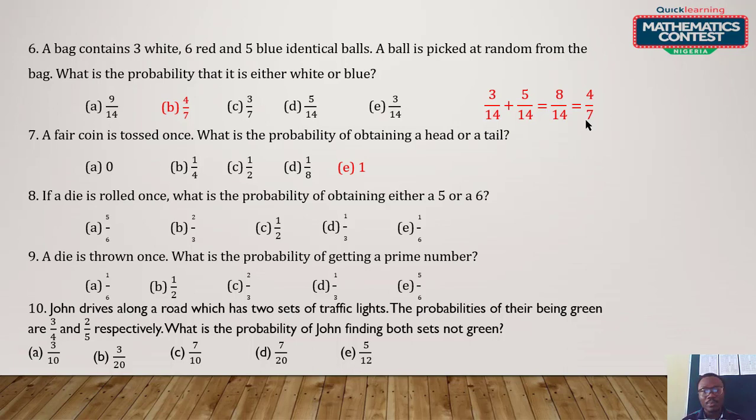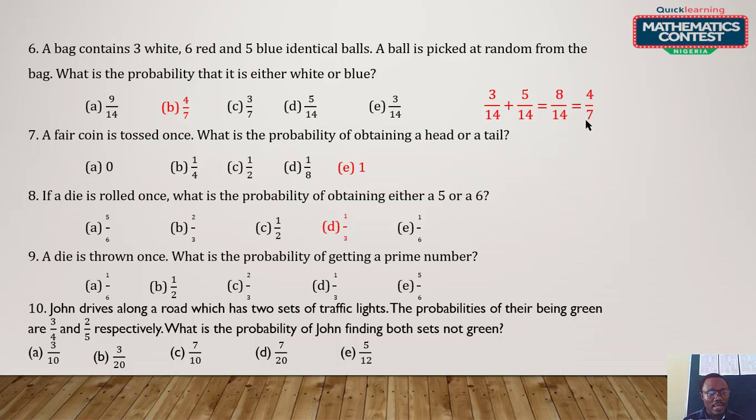Number 8. If a die is rolled once, what is the probability of obtaining either a 5 or a 6? Probability of getting a 5 is 1/6. Probability of getting a 6 is 1/6. So 1/6 + 1/6 is 2/6, which gives us 1/3.